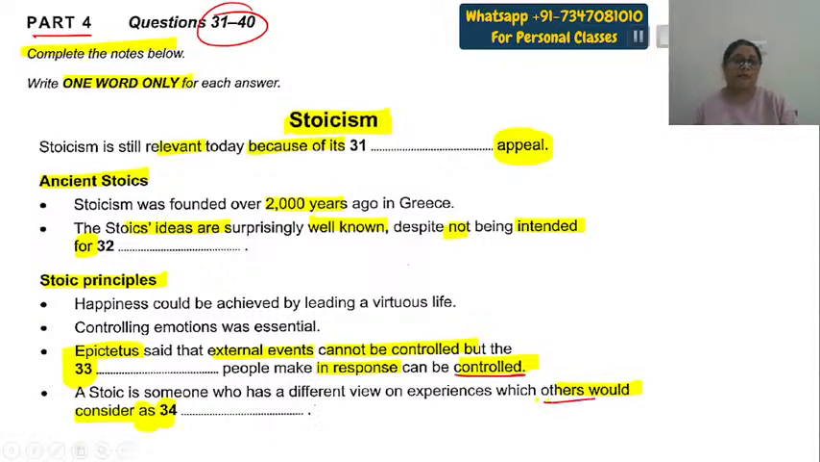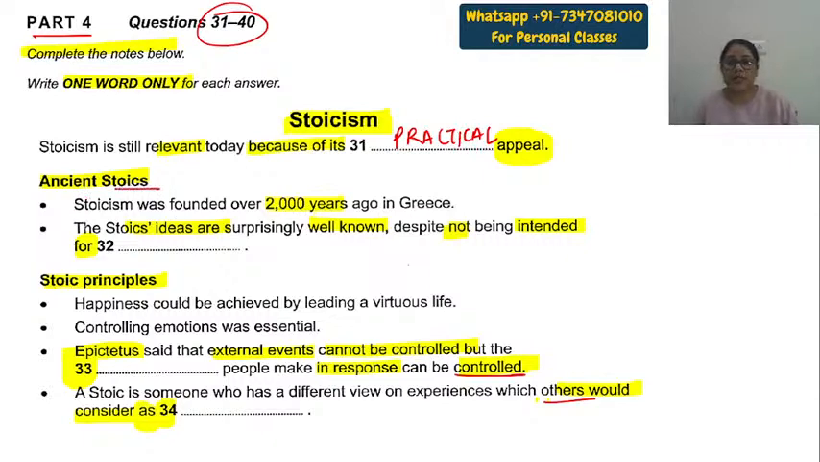A Stoic transforms... Okay, I'm going to write down the answers. It is not triumph, okay, it is not philosophies. Stoicism is still relevant today because of its practical appeal. वो practical दिखता है इसलिए क्योंकि वो practically होता है, then it's not theoretically.